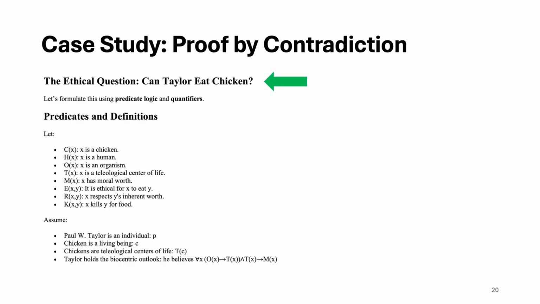Now for a demonstration. The system was queried with the question, is it ethical for Paul W. Taylor to eat chicken? The assumption was that the system would generate a deductive proof, but to our surprise, it did a proof by contradiction, recasting the original question as, can Paul Taylor eat chicken? It started with the predicates and definitions and assumptions from Taylor's rhetoric. For the technically inclined, the rhetorical model uses transformers, a sort of fill-in-the-blank predictive approach to intelligence. For example, the quick brown fox jumps over the lazy blank is completed, stochastically, with the word dog.